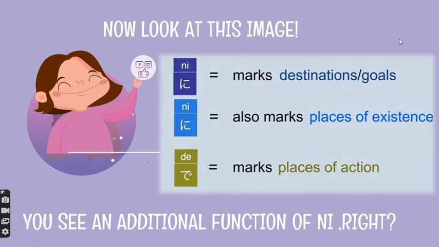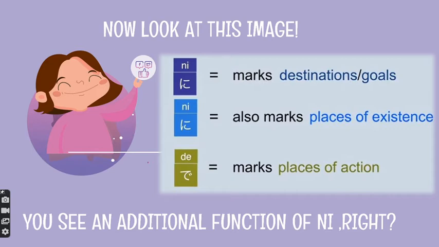And we also know that ni marks more than destination, which is place of existence. Now you will find this additional function, the light blue ni, which also marks the place of existence. Right now, we saw that it marks destinations, when you go somewhere, the destination. Place of action, when you do an action, the place where you do the action. And one more additional function of ni is marking the place of existence. I hope you know existence in Japanese. Yes, it's arimasu or imasu.